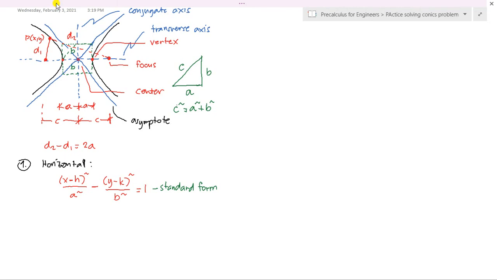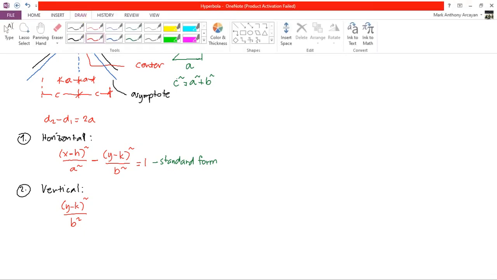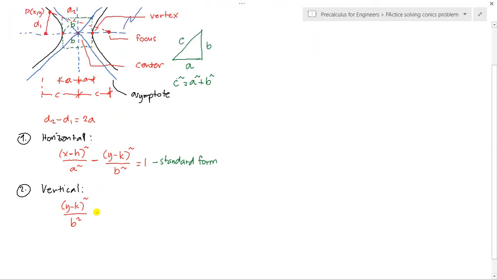Next, proceed tayo sa vertical. Sa vertical nga hyperbola, mahimo na siya og ingon ani: y minus k squared all over b squared, I mean this is a squared gyapon siya, and then minus x minus h squared all over b squared is equals to 1.